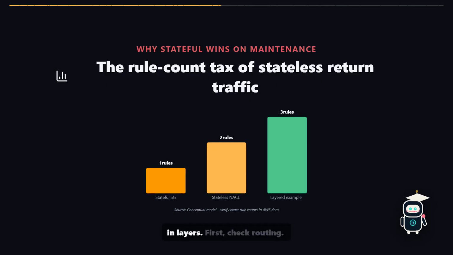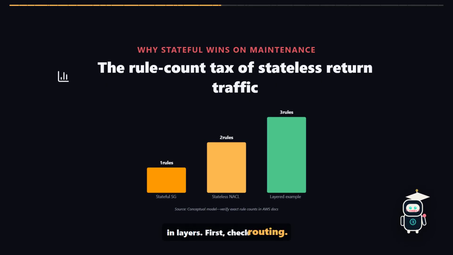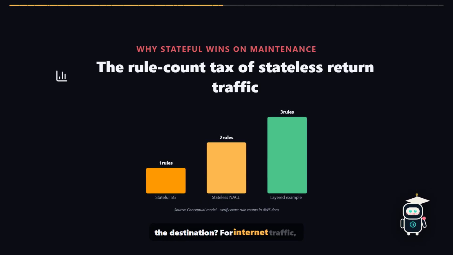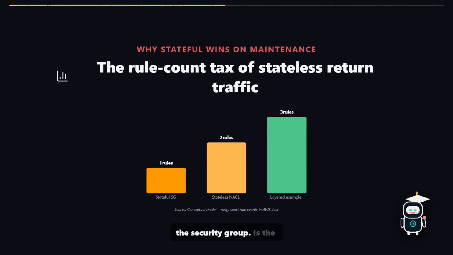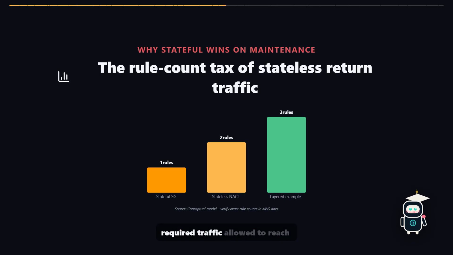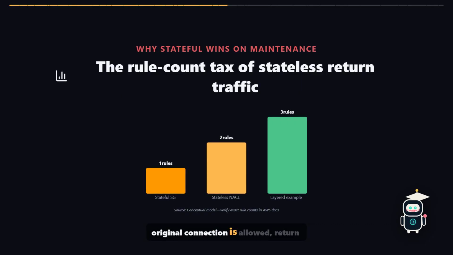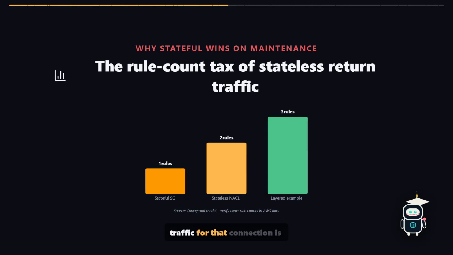When an EC2 instance cannot communicate, don't start randomly changing firewall rules. Troubleshoot the path in layers. First, check routing. Does the subnet's route table actually provide a path to the destination? For internet traffic, that might mean an Internet Gateway or NAT Gateway depending on the architecture. Second, check the security group. Is the required traffic allowed to reach the resource? Remember, security groups are stateful, so if the original connection is allowed, return traffic for that connection is automatically permitted.